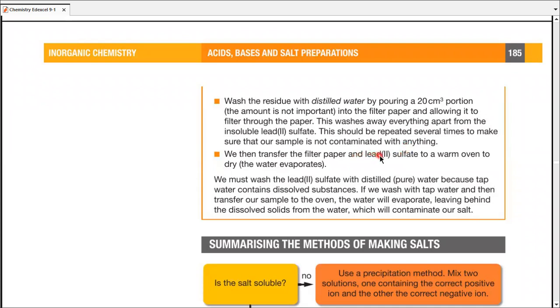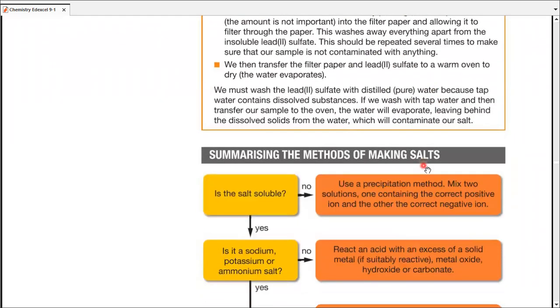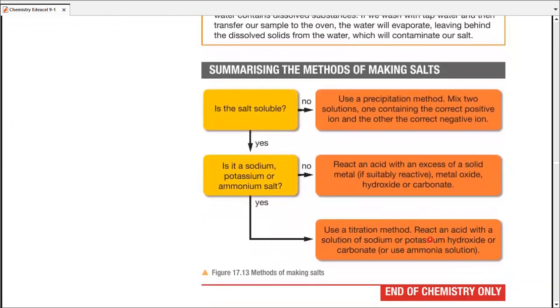We then transfer the filter paper to a warm oven to dry it. You can even dry it under a fan. You can dry it under the sun. You can dry it in an oven. It's all up to you. But we suggest that you do it in an oven since that is a quicker way. Remember, washing is only done with distilled water. You never wash with tap water because tap water is again going to contaminate it, since tap water has many dissolved substances. So tap water is going to contaminate it with more salts, which is not a good idea.